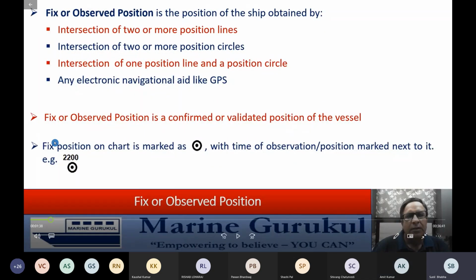Yes, beta, it will be applicable with a depth contour also. If you have a depth contour and a position circle, they will intersect at two particular points, and out of the two, one will be our position.